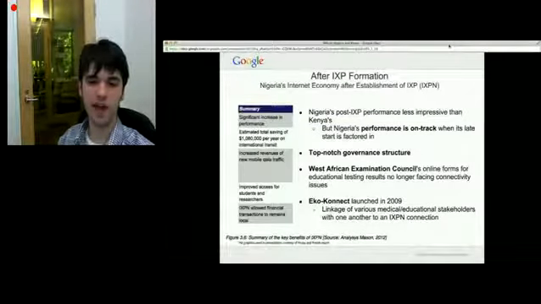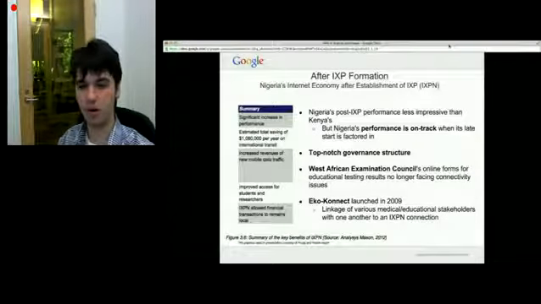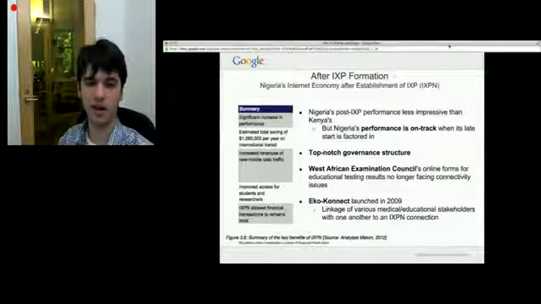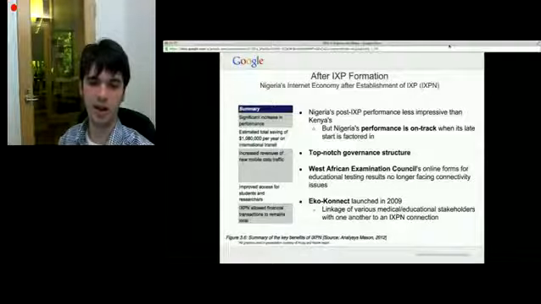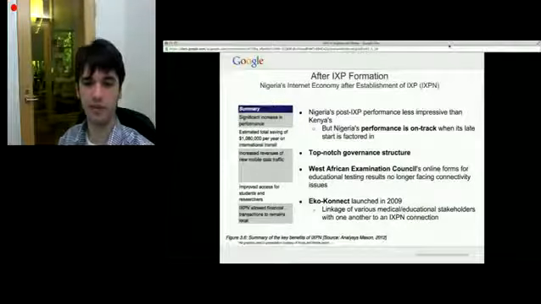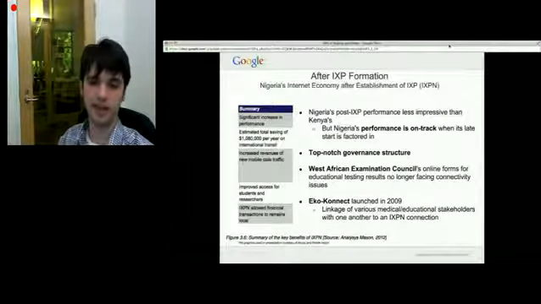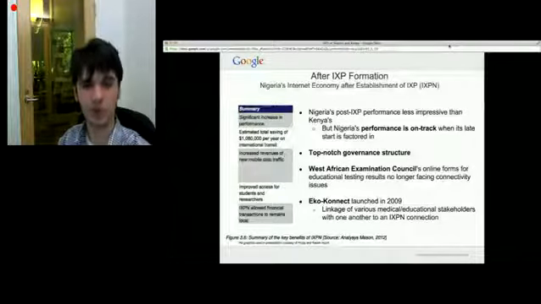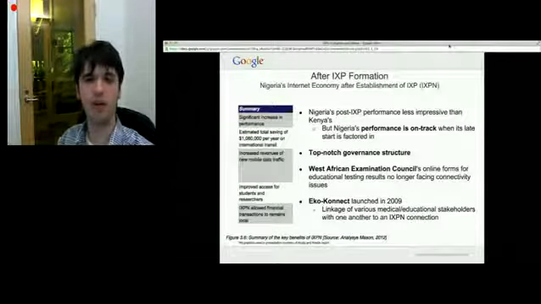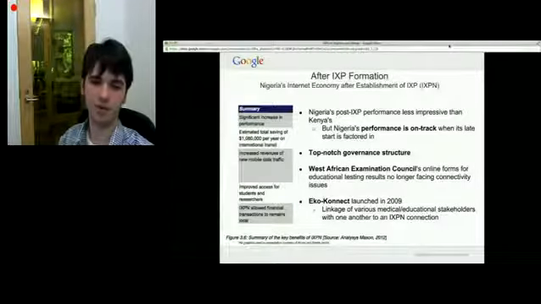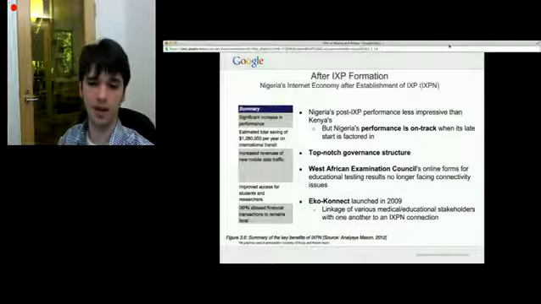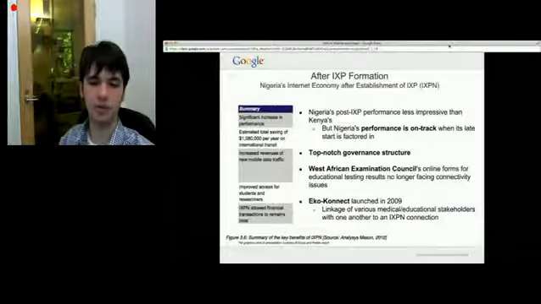One thing they've got going for them, though, is that both authors of the report acknowledge that they've really got a very high quality governance structure. It's the same governance structure running the IXP as an organization. How it's run and organized is very comparable to the governance structure seen in the top quality IXPs in the world.